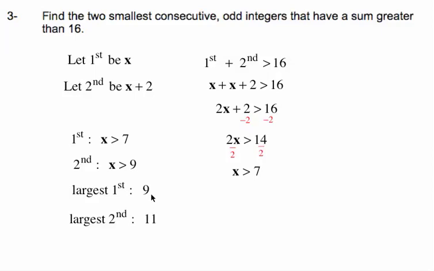And let's test that it makes sense. If you add 9 plus 11, what do you get? Okay, you get 21, which is greater than 16. Alright, if you add 7 and 9, you get 16, which is not greater than 16, it's equal to 16. Alright, so 9 and 11 are the first two that work.